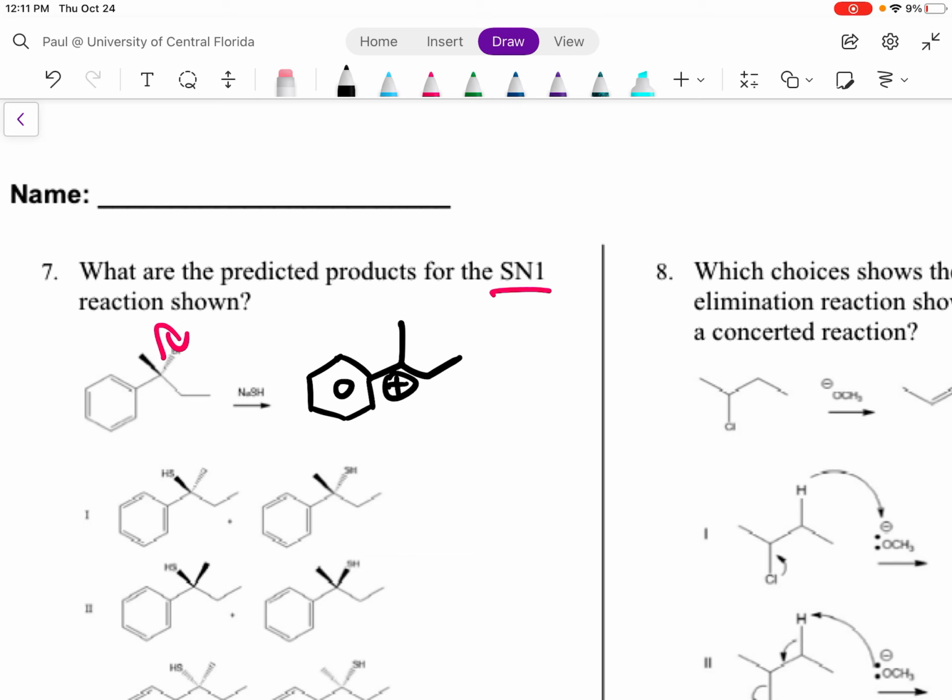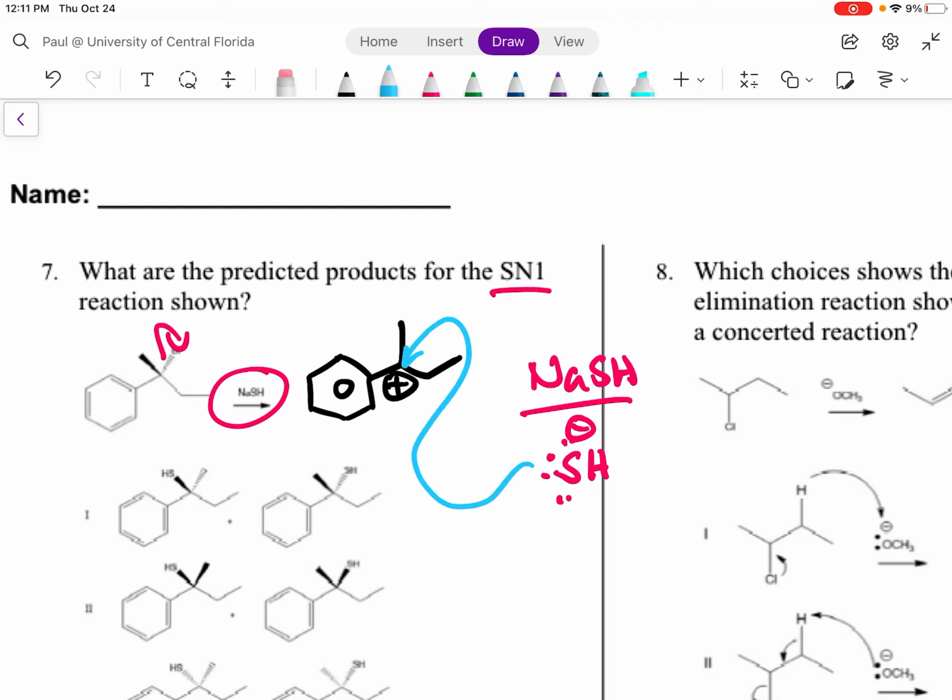And now our nucleophile, when we take a very close look at that, that is sodium thiol right there. And so that's ionic, so that would have to be like this guy right here, negatively charged. Okay. And so that guy would come in from the top face or the bottom face right there. And so you're going to get a mixture of products. Okay.